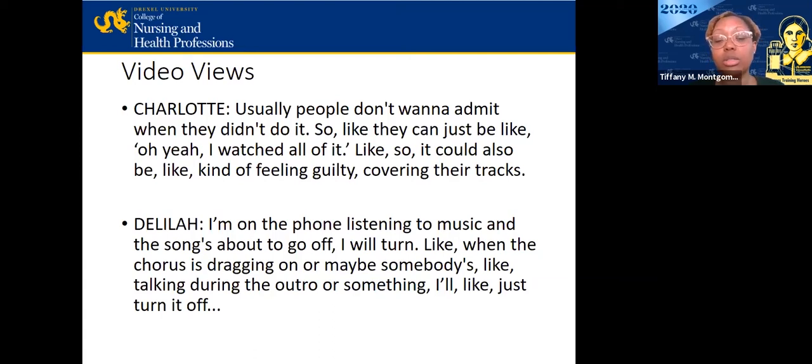I mean, the song's about to go off, I'll turn. She said, like when the chorus is dragging on, or maybe somebody's talking during the outro or something, I'll just turn it off. And that brought up discussion of, maybe people did watch the entire video, but a lot of times you'll have 1 or 2 seconds at the end of the video where the screen is black or it's fading out. And if they don't watch those 1 or 2 seconds, then the computer system doesn't pick up the video as watched to completion, although they did watch all the content.